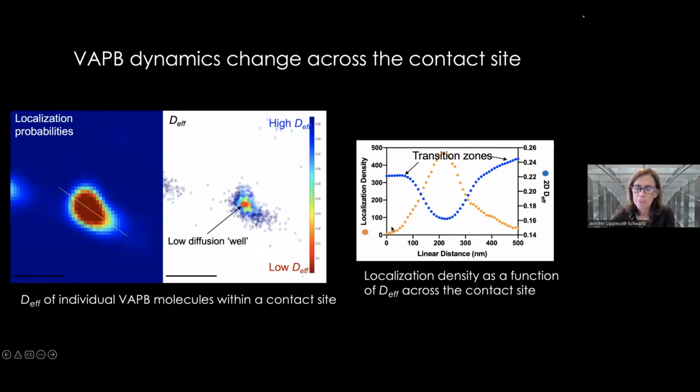And this is what you're looking at in this right-hand panel. This is the localization density of the VAP-B in the contact site. And here are changes in its diffusion coefficient as individual molecules move to different positions in that contact site. The point that I want to make is that there's a single low diffusion well. When the molecules get to the center of this contact site, they are diffusing the slowest.